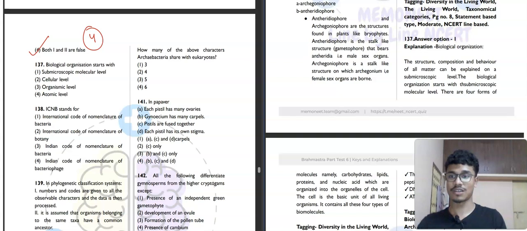Biological classification starts with the submicroscopic molecular level, cellular level, organismic level, or atomic level. The structure, composition and behavior of all matter can be explained on the submicroscopic level. That's why biological organization also starts with the submicroscopic molecular level. The first option will be our correct answer for this question, because everything can be explained by the submicroscopic molecular level, and the same applies to biological organization as well. Then the next question, question number 138.